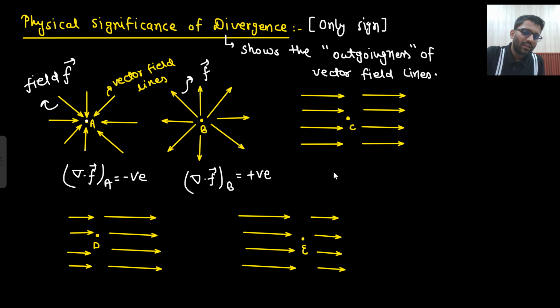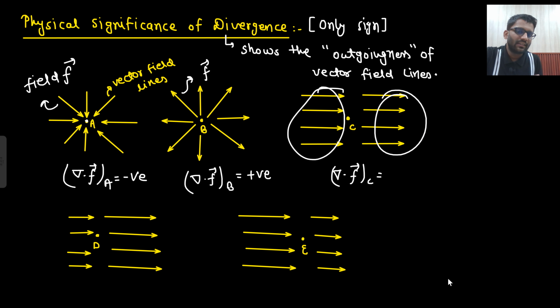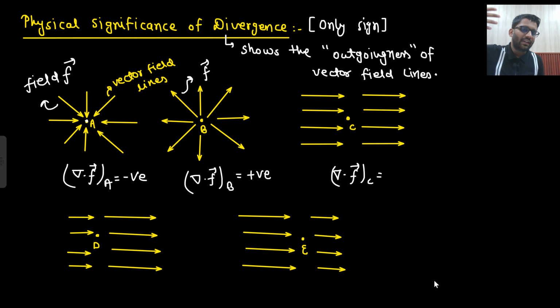Think about it. Tell me what will be the value of divergence at C. You see that this intensity and this intensity are the same. Whatever intensity of lines are coming in, the same intensity of lines are going out. So what do you think? What will be the divergence of F at point C? 0.